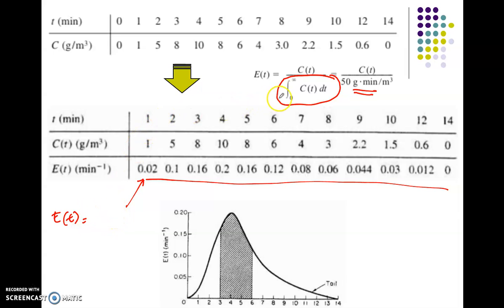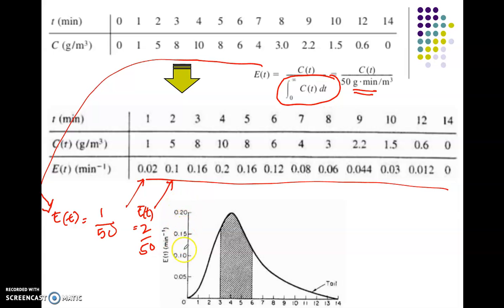So what is CT? You apply this formula to here. In this case, your CT is equal to 1, so ET is 1 over the integration of CT, which is actually 50. That's why you get 0.02. Next for this data, your ET is equal to 2 over 50. Then you plug it into this data.